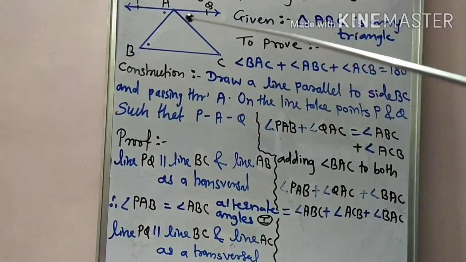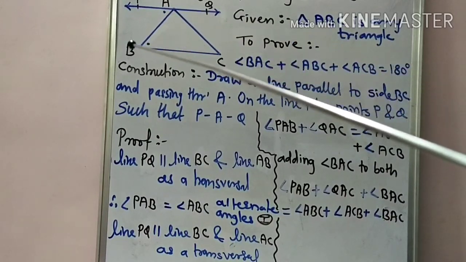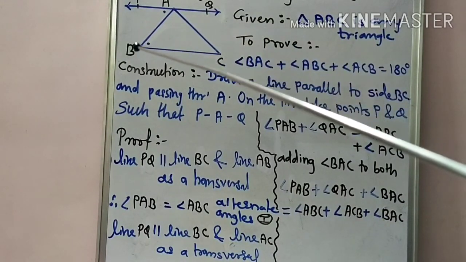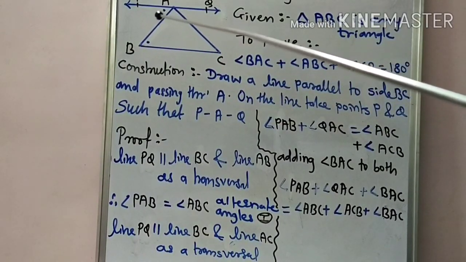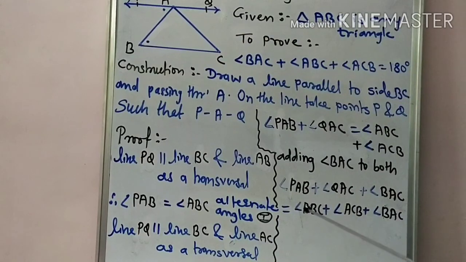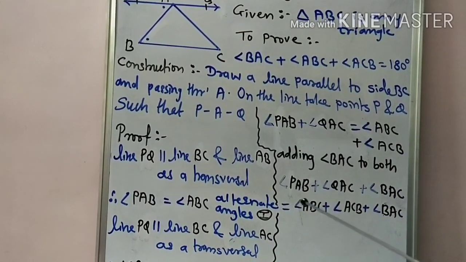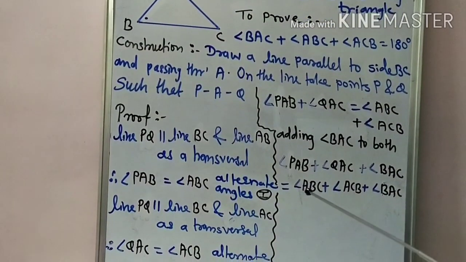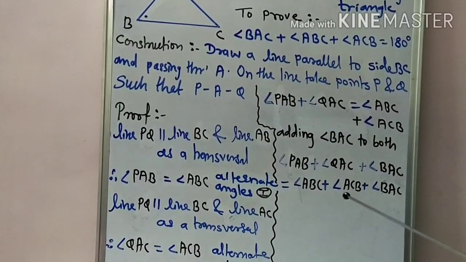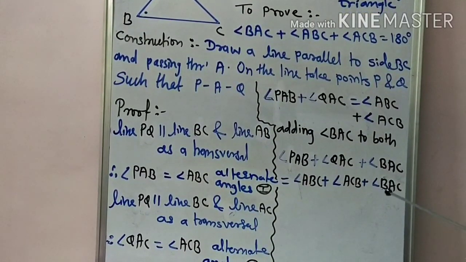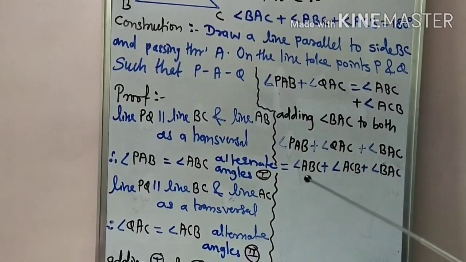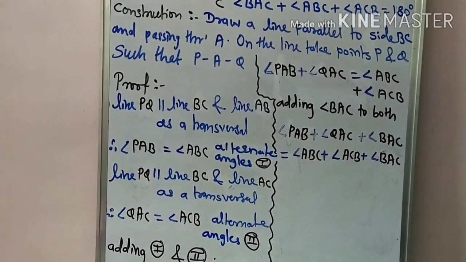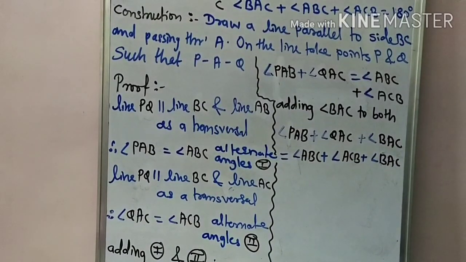angle QAB is formed. Angle QAB and angle PAB are a linear pair, and hence the sum of these linear pair angles is 180 degrees, which means the left hand side addition is 180 degrees. Therefore we can say that angle ABC plus angle ACB plus angle BAC is equal to 180 degrees, and hence we prove that the sum of all angles of a triangle is 180 degrees.